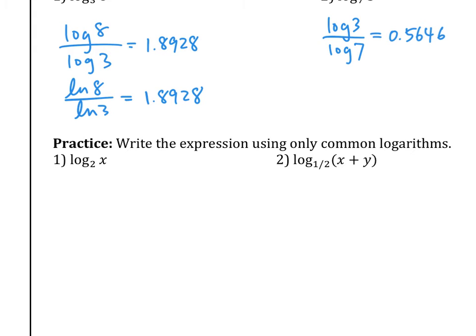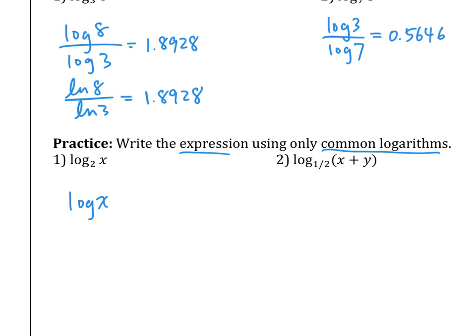All right, let's go ahead and practice this. You're going to rewrite this time. You're not really using the calculator for anything. You're just going to change this expression so that it only has common log. What does that mean? Well, you see here, this expression has a base of 2. So I'm going to use change of base, so it only has a base of 10.